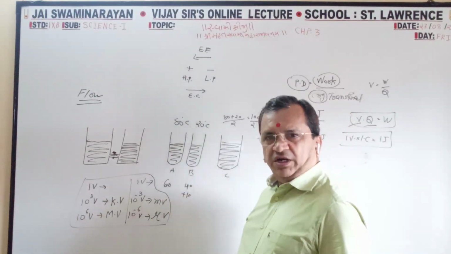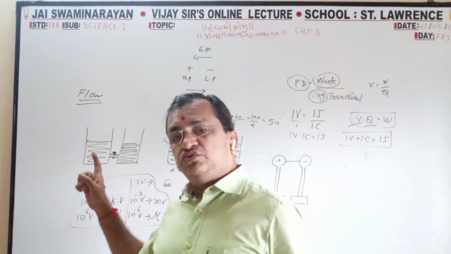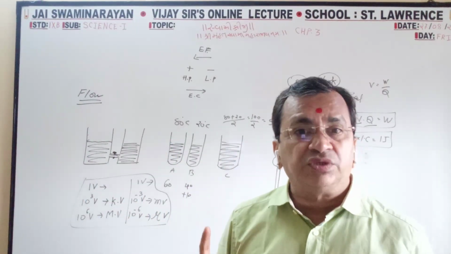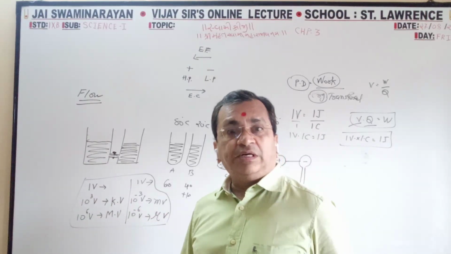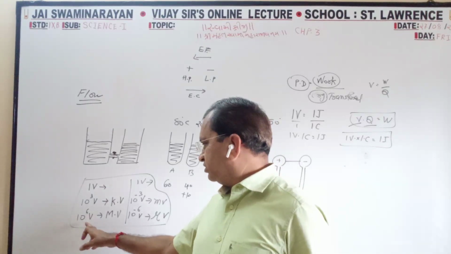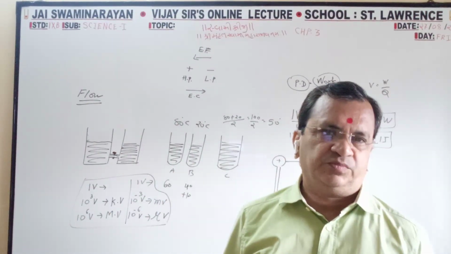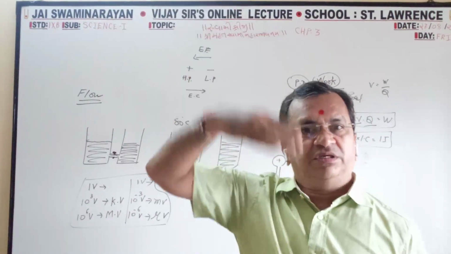So 1 volt, when we collect 1000 volts, 10 raised to 3 means 1000, it is kilovolt. Now 1000 into 1000, 10 raised to 6 volts, it is megavolt. So volt, kilovolt, megavolt, increasing.